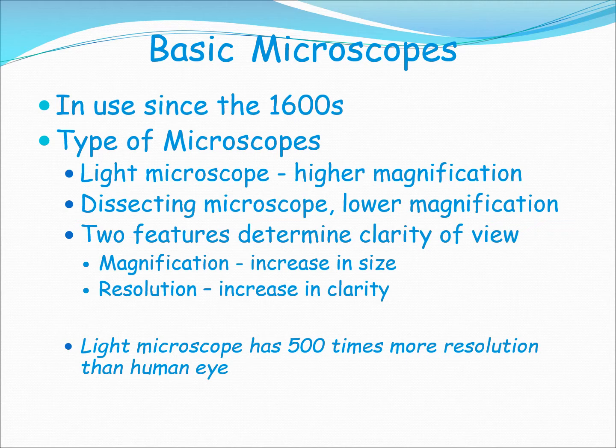Two features important with a microscope include magnification and resolution. Magnification is how much larger the object appears compared to its actual size, while resolution refers to how clear the object appears. As a comparison to the human eye, a light microscope can show 500 times the clarity the human eye can see.